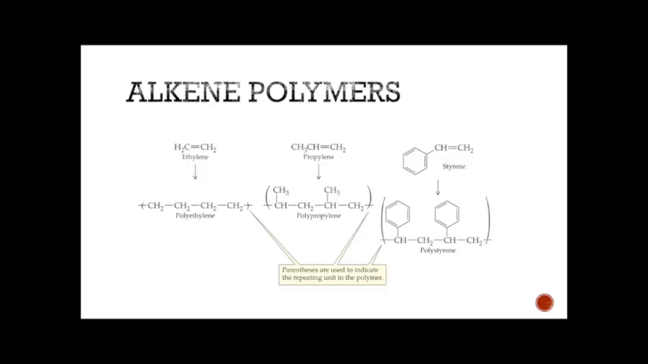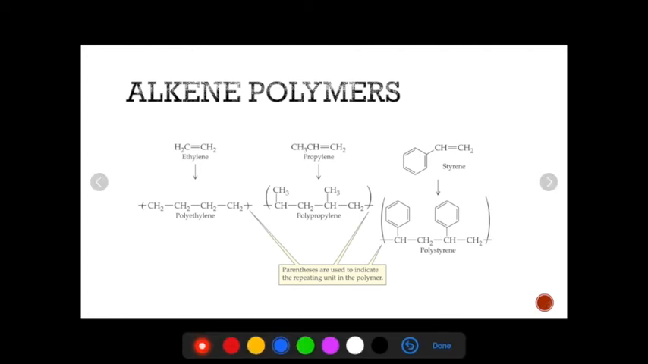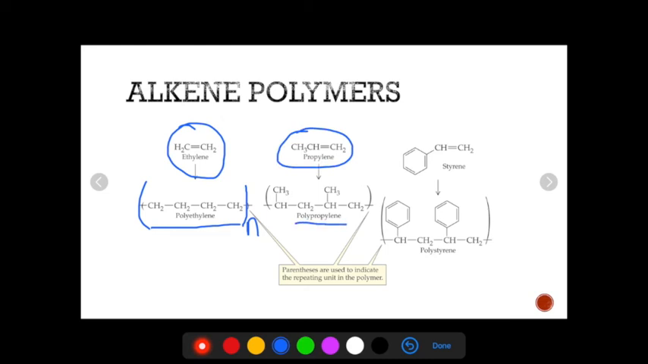Here's an example of what it looks like structurally. This is ethylene right here. That's the alkene. And when it's polymerized, it becomes polyethylene, and these parentheses are there to show that there are repeating units of that. Usually they'll put a subscript right there to indicate the number of repeating units. Over here we have propylene, polypropylene, styrene, and then polystyrene. This is just an example of what they look like structurally.